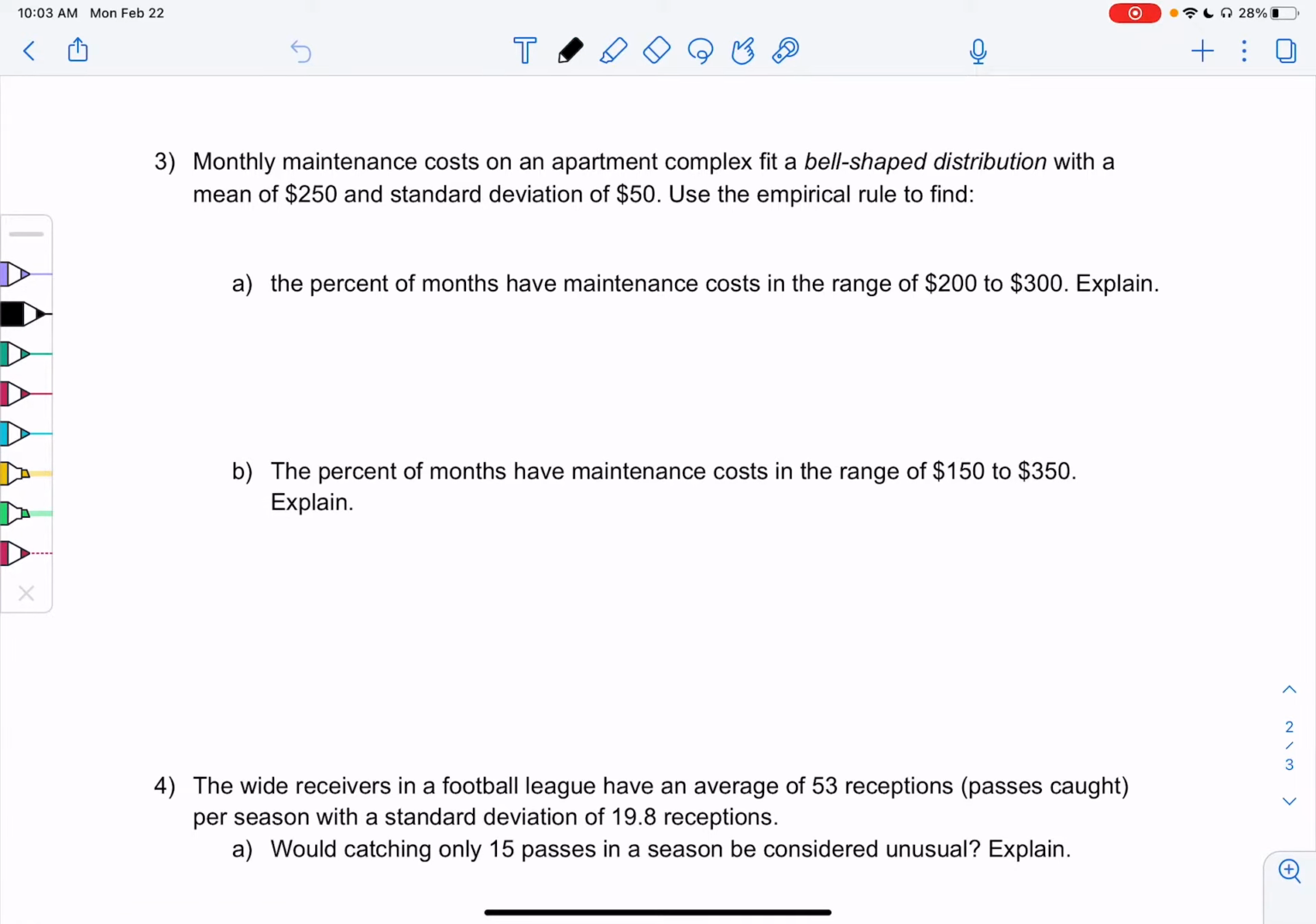Hi, Math 43. We had some questions on problem 3 in homework 3B.